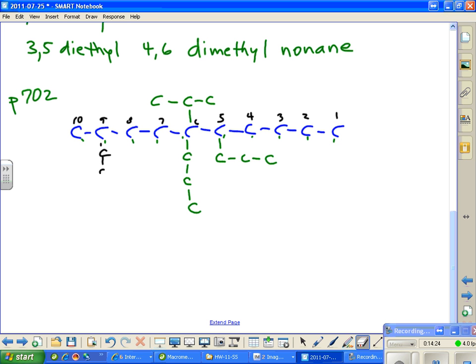1, 2, 3. Now, is that still the longest chain? Yes. No. Count with me. I'm going to redo these guys. 1, 2, 3, 4, 5, 6, 7, 8, 9, 10, 11, 12. I have a 12 carbon chain.